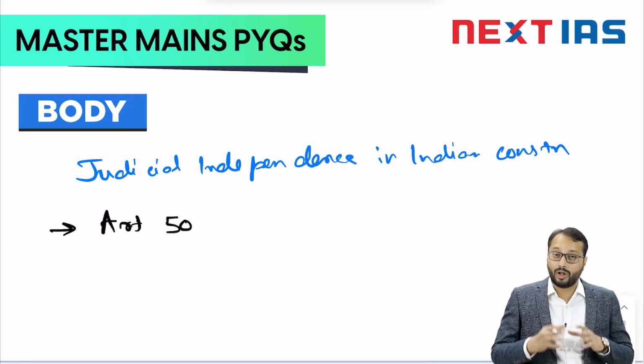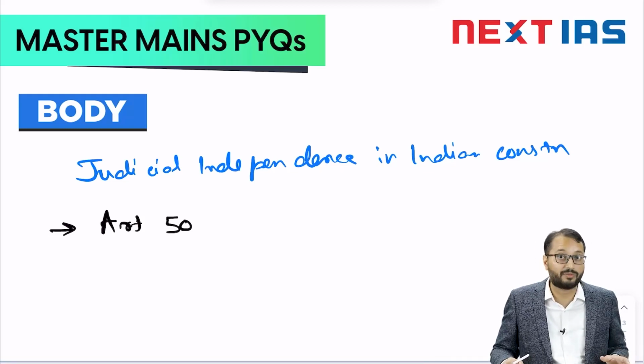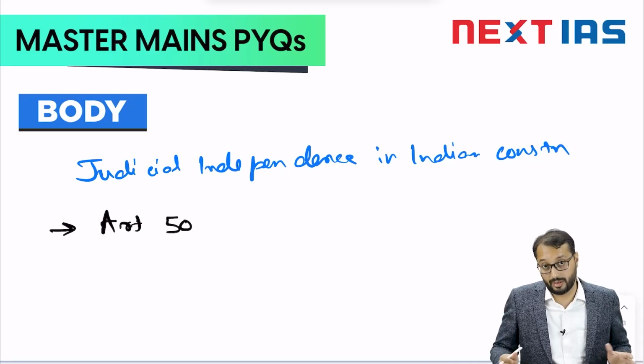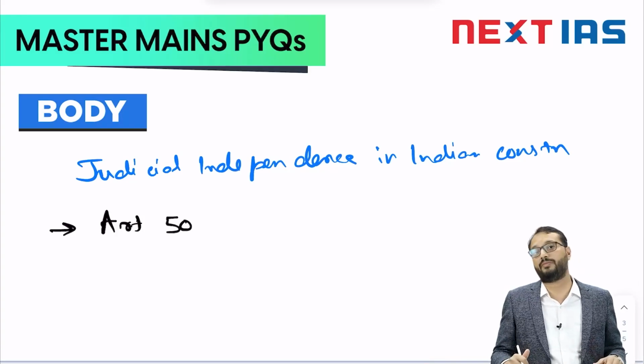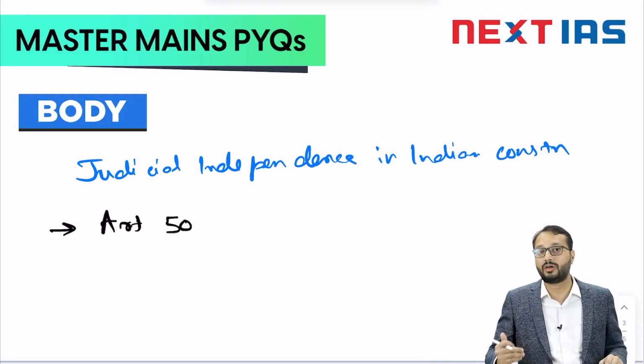Although separation of powers has not been mentioned anywhere in the Constitution, and neither does the Indian Constitution prescribe a watertight separation of power, separation of power is implicit across the Indian Constitution. It has already been upheld in Ram Jawaya Kapoor versus State of Punjab that the Indian Constitution indeed is based on functional separation of powers, right? So, the separation of power is not watertight.